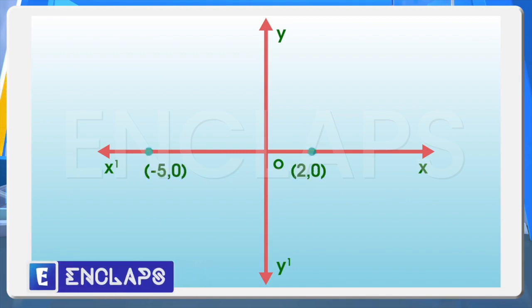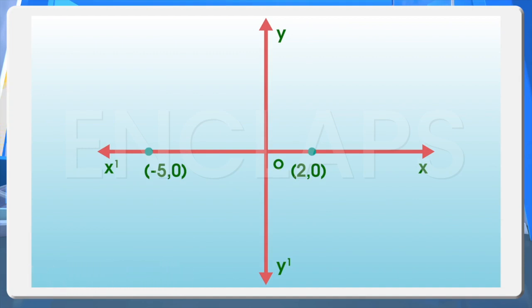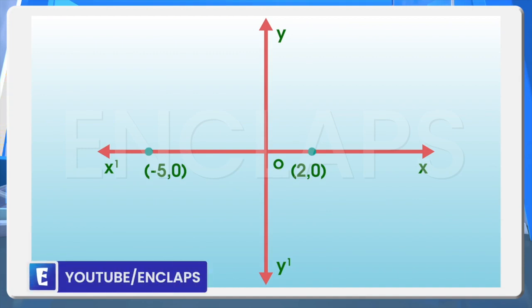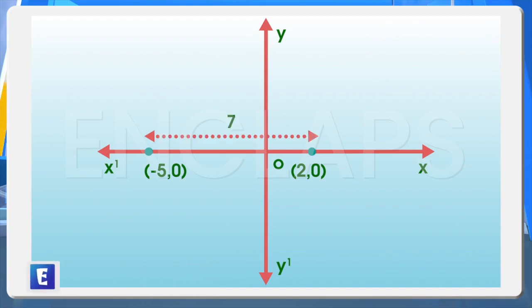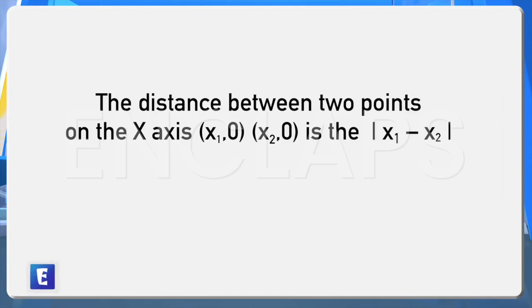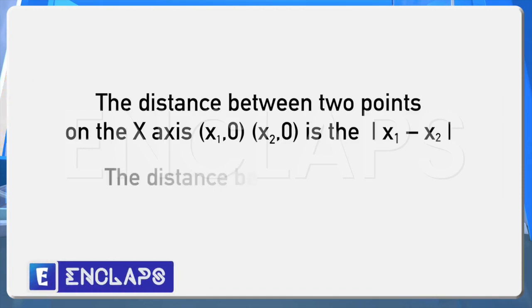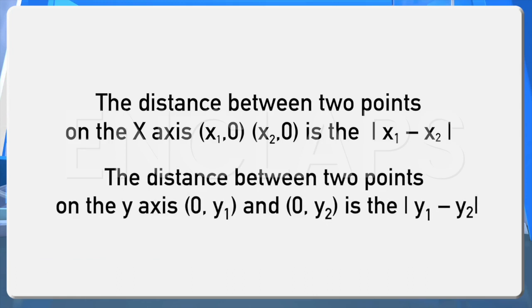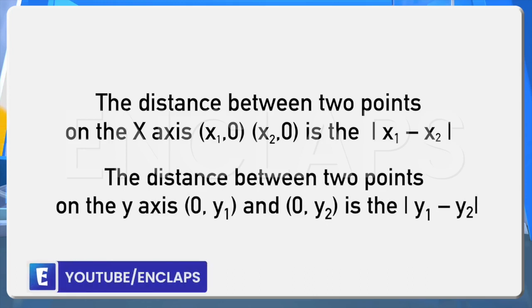Look at this picture. What is the distance between the two points given in it? 2 minus minus 5 equals 2 plus 5 equals 7. Isn't it? Do you know how to find the distance between two points on the x-axis? The distance between two points on the x-axis, x1, 0 and x2, 0, is the absolute value of x1 minus x2. The distance between two points on the y-axis, 0, y1 and 0, y2, is the absolute value of y1 minus y2.